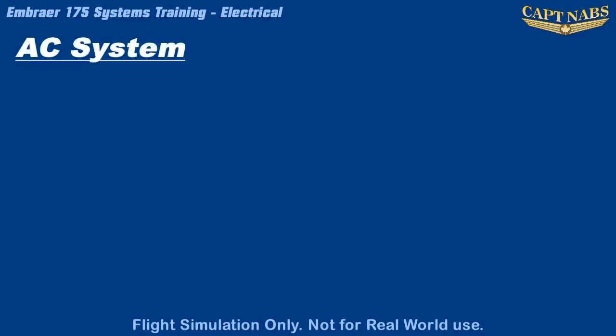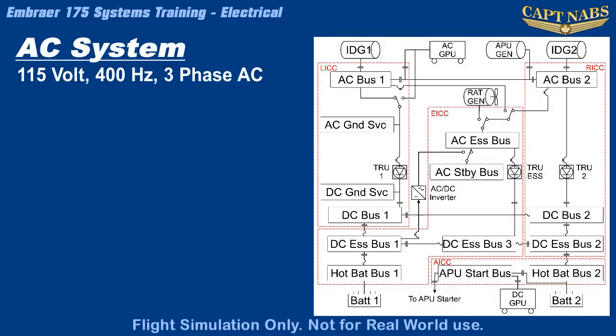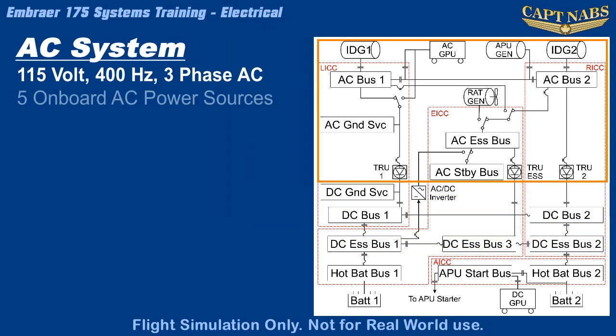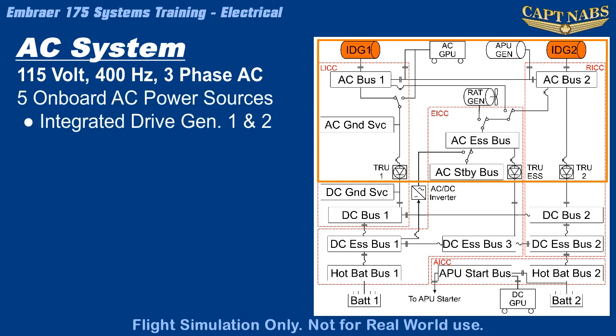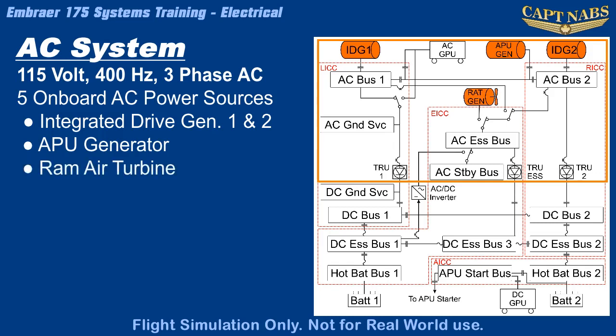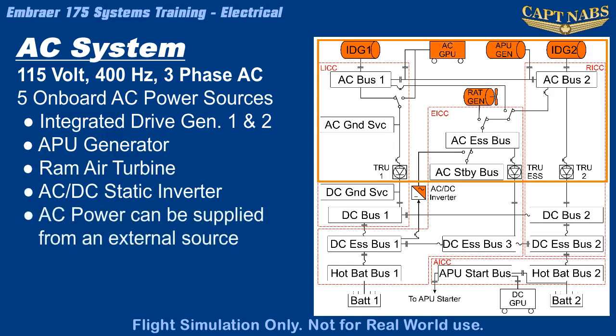The AC system on the Embraer is very similar to most modern jets. It consists of a 115-volt, 400 Hz, 3-phase alternating current system. There are 5 onboard sources of AC electrical power for the AC system: 2 engine-driven integrated drive generators, or IDGs, an auxiliary power unit generator, or APU generator, a ram air turbine, or RAT, and an AC-DC static inverter. Additionally, AC electrical power can also be provided from an external ground power unit, or GPU plug, while the aircraft is parked.